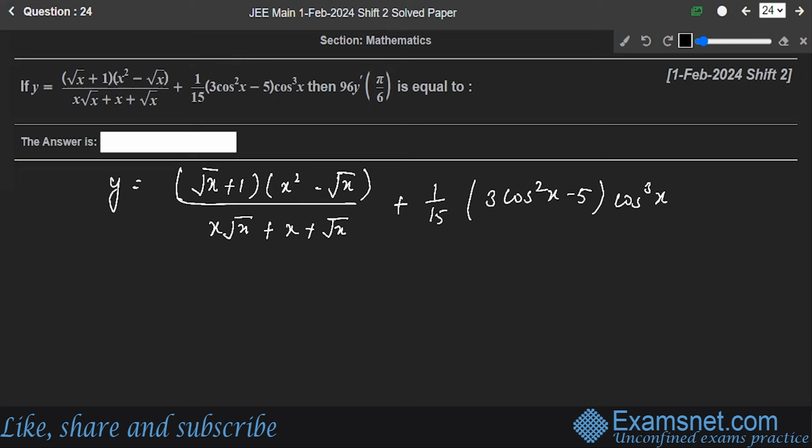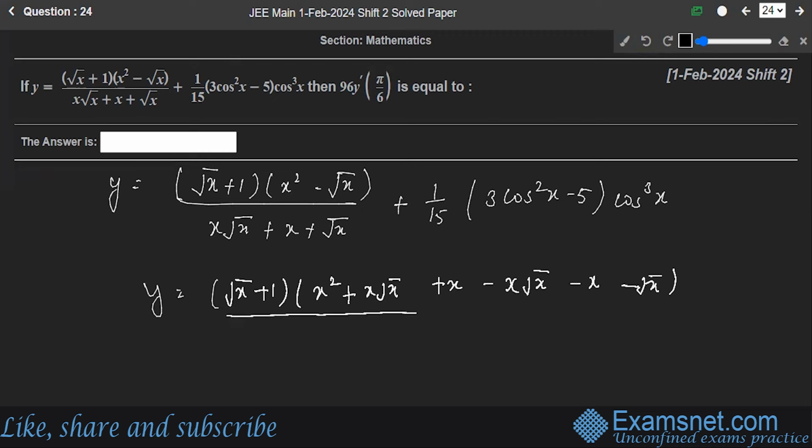Okay, so I can write this y as y is equal to root x plus 1. Now this is x squared. I'll do one thing. I'll add x root x under x and subtract the same thing.